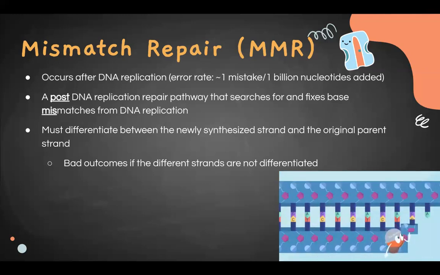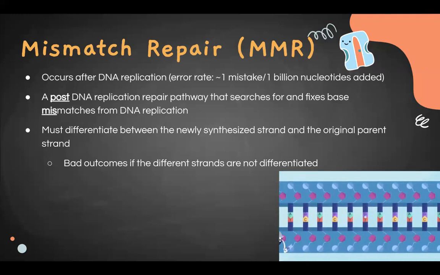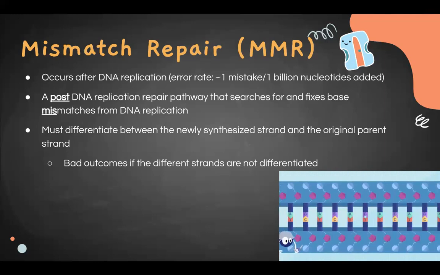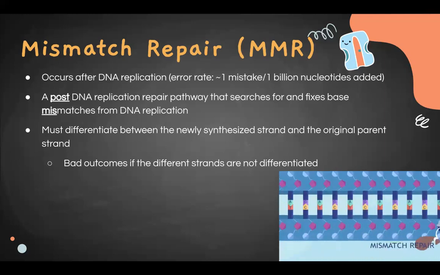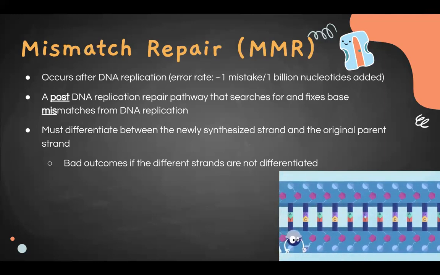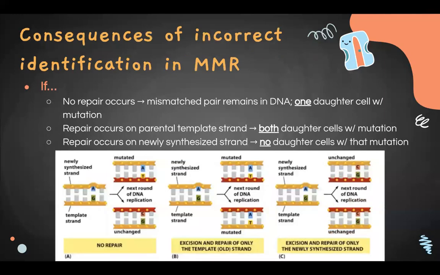There can be bad outcomes if the strands are not differentiated correctly. If the original parent strand gets changed instead of the newly synthesized one, then every time DNA replication occurs there are going to be many more mutations, and mismatch repair is not going to live up to its one mistake in a billion correction. So, let's continue on with this incorrect identification.